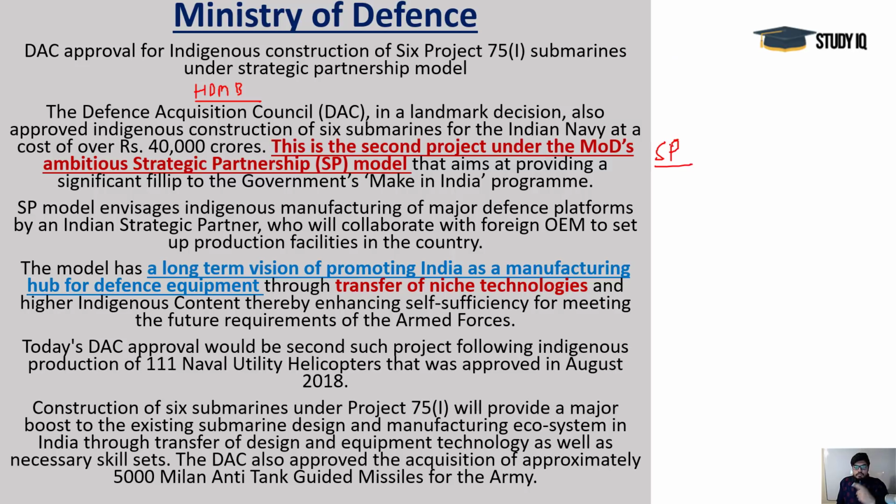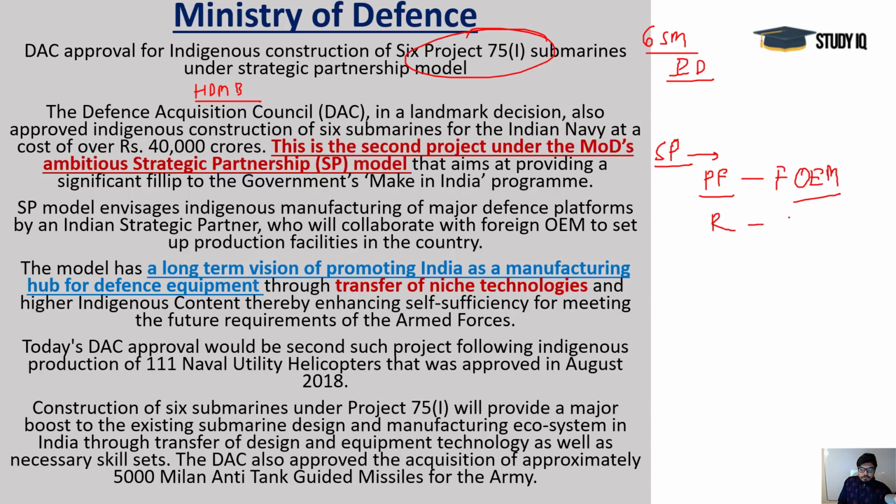Strategic partnership: what they are going to do and what this article is about. This is about Project 75I, which is for 6 submarines, and they are going to be indigenously developed. Okay, how are they going to develop it? Because of this strategic partnership model, one private firm from India would tie up with a foreign original equipment manufacturer from some other country. Take the example of Reliance and a French company. So they will tie up, and technology transfer would be there.